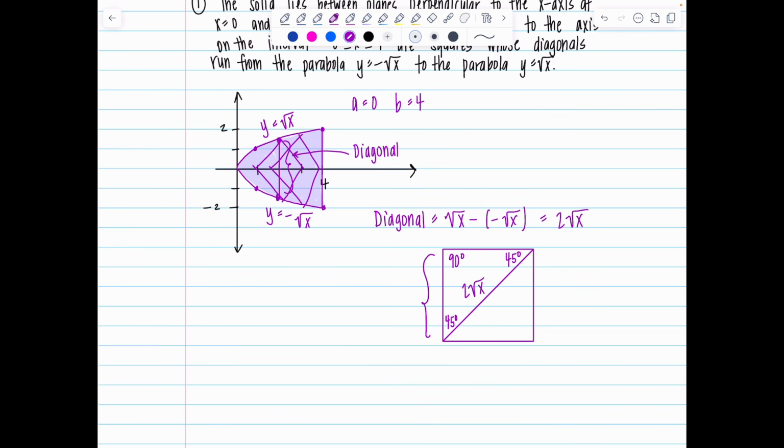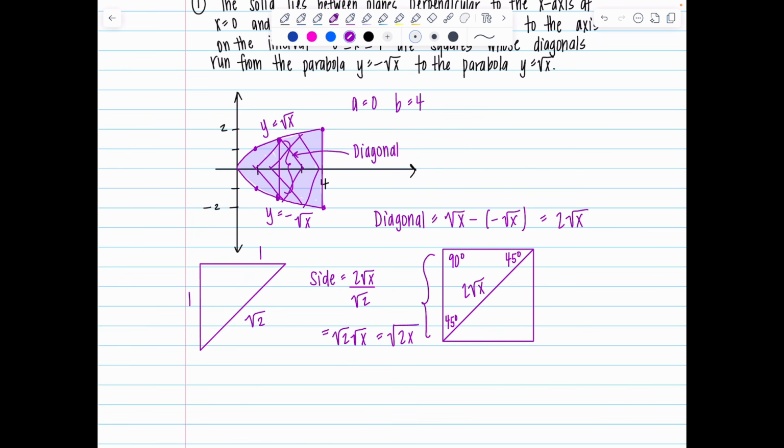But remember, this is going to be a 45, 45, 90 right triangle. Do you remember what the relationship or the ratio between the sides is in such a triangle? If each of these is 1, the hypotenuse is rad 2. So to figure out the length of the side, you would just divide by rad 2. Divide the diagonal's length by rad 2. So one side would equal 2 rad x over rad 2, which simplifies to rad 2 times rad x, which is rad 2x. That's one side of the square.